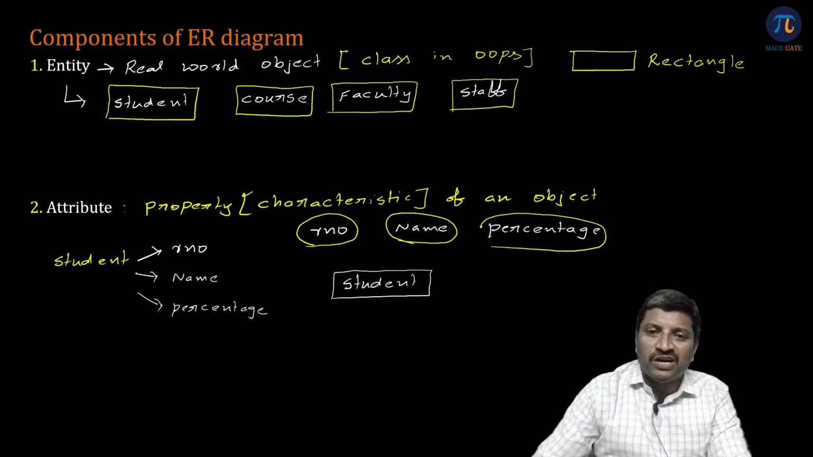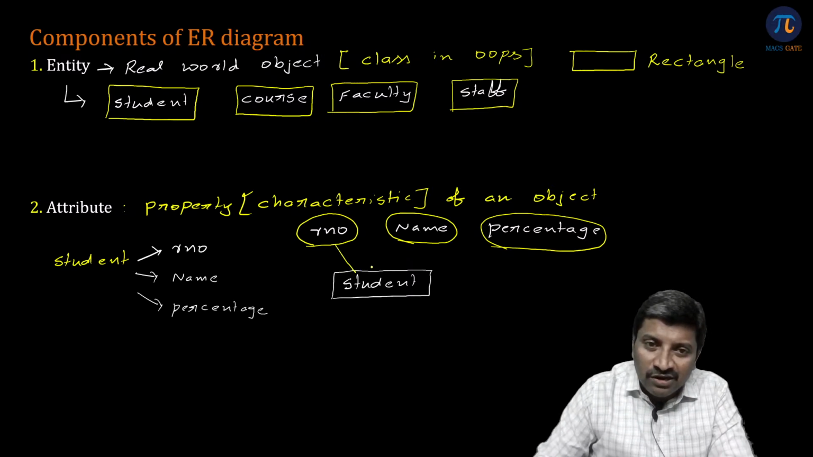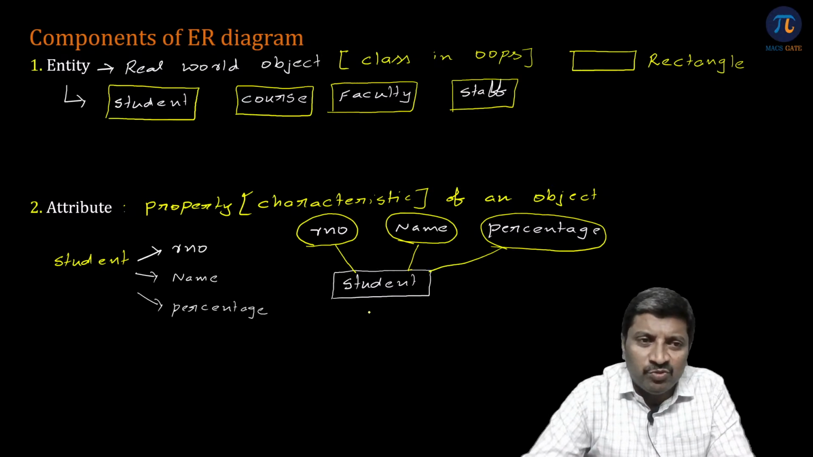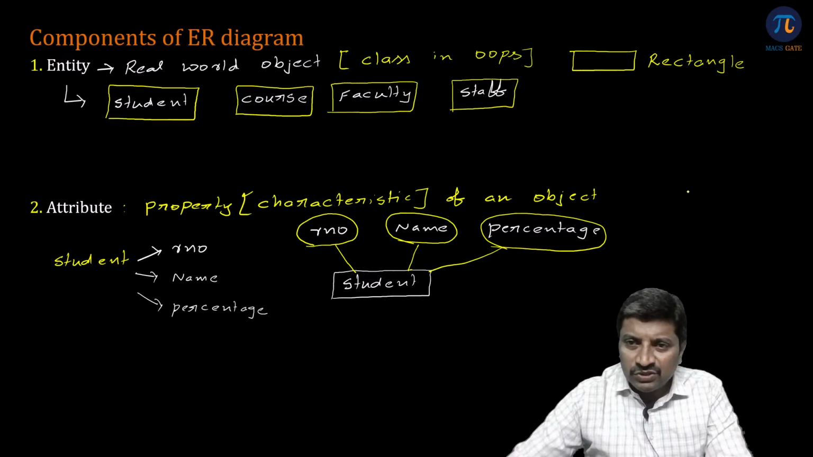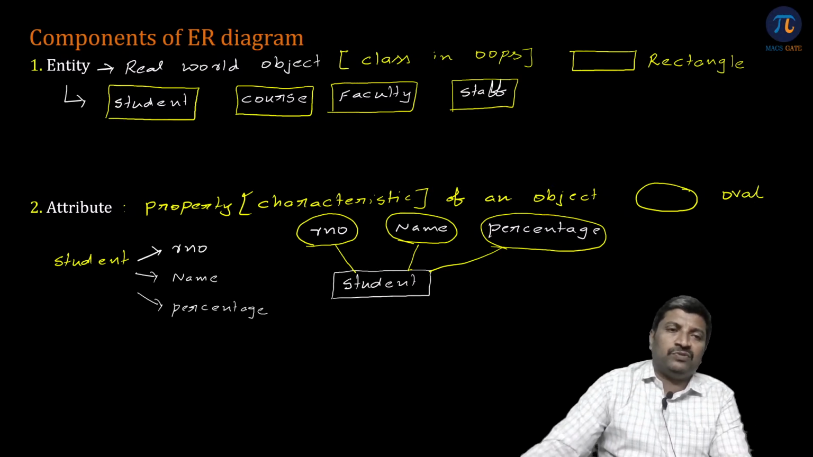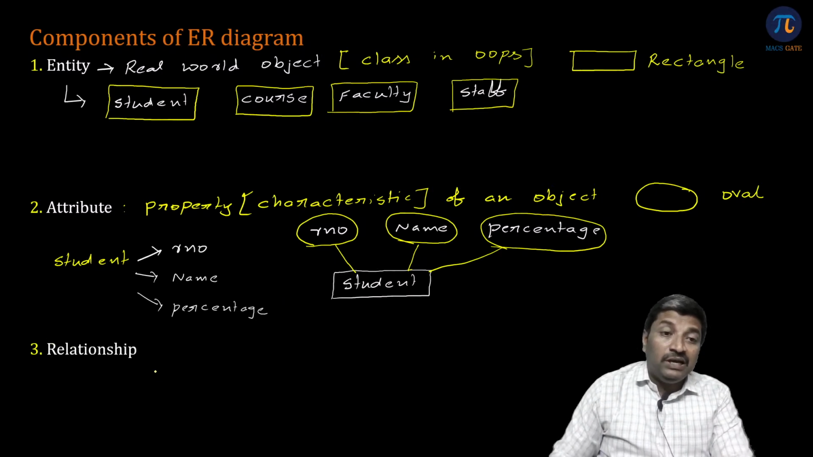All these ovals or properties are related to which object? They are related to student. So that is about attributes, our second component. Every attribute is denoted by an oval. Hope you understood it. So this is our second component. What is our third component, sir? Relationship. What is the relationship?